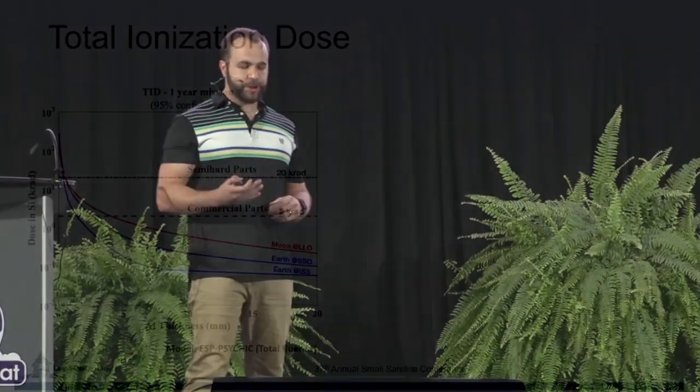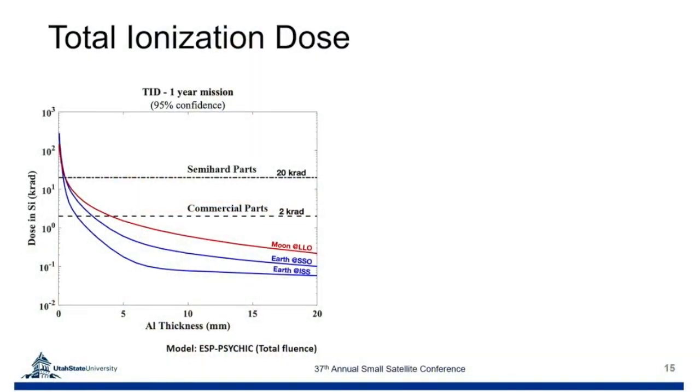Here we ran some SPENVIS simulation, and I plotted there the 2 usual thresholds where we start thinking about degradation in our parts, for commercial and semi-hard. And we can see that for a 5 millimeters aluminum thickness, we almost achieved the 2 krad dose, only considering regular solar wind. And that doesn't take into account the dose that we also receive during the travel to the moon.